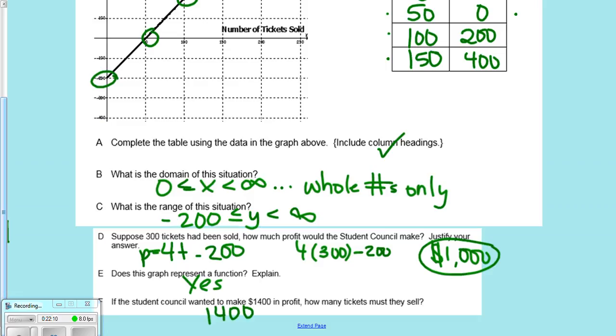If they wanted to make $1,400 in profit, how many tickets must they sell? That's working backwards. So 1,400 is equal to 4T minus 200. Then I add 200, 1,600, so it'd be 400 tickets.